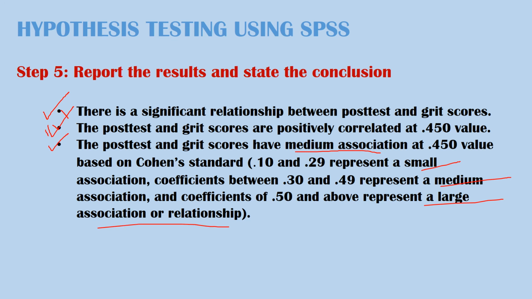And let's just go back to this point. In terms of direction of association, the post-test and grade scores are, of course, positively correlated at 0.450 value.